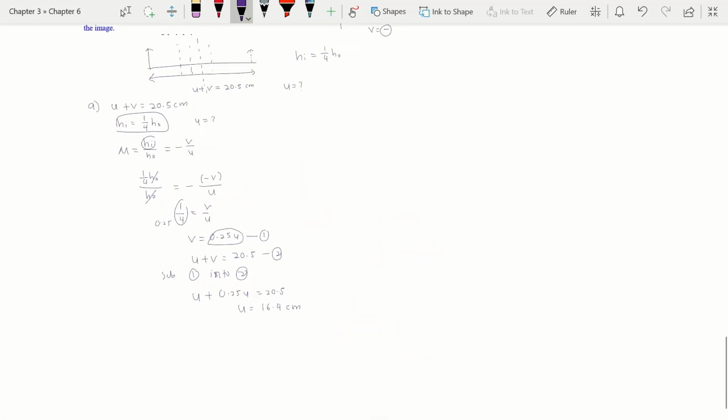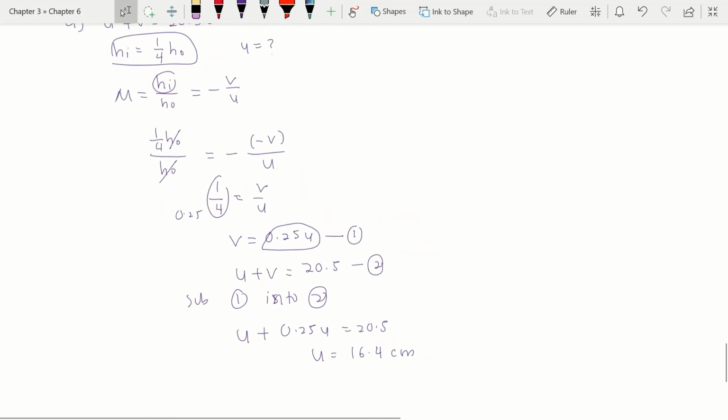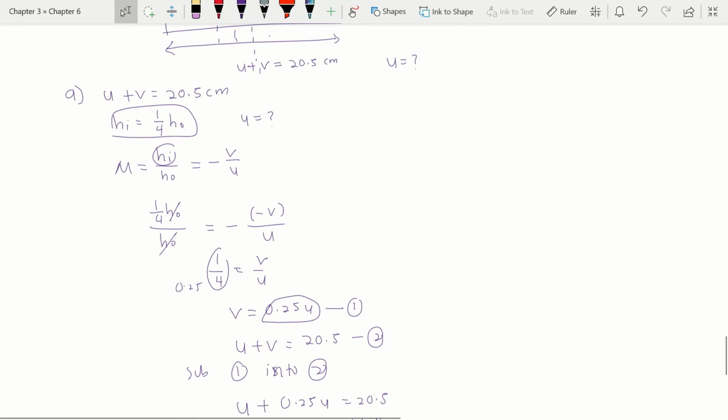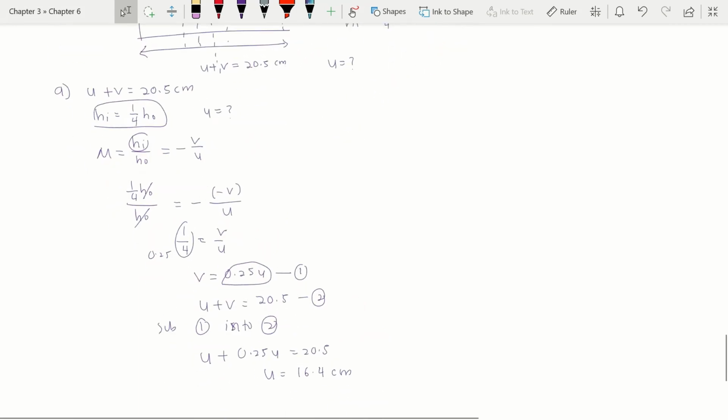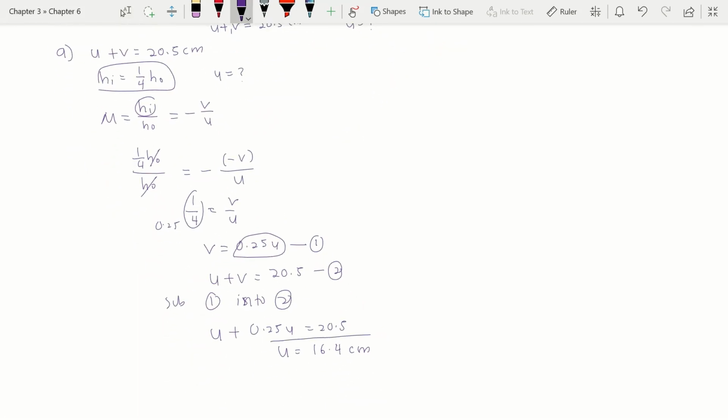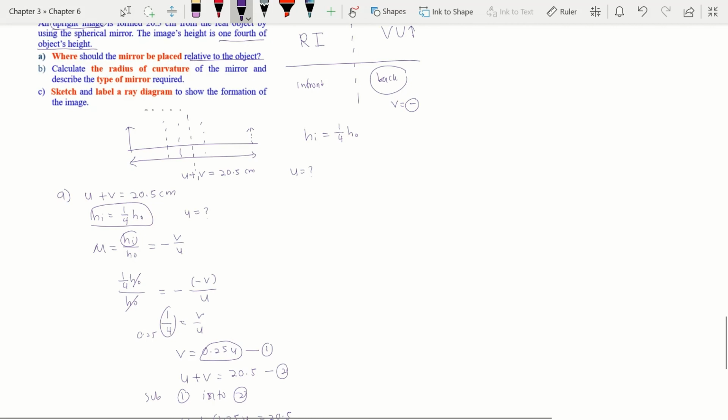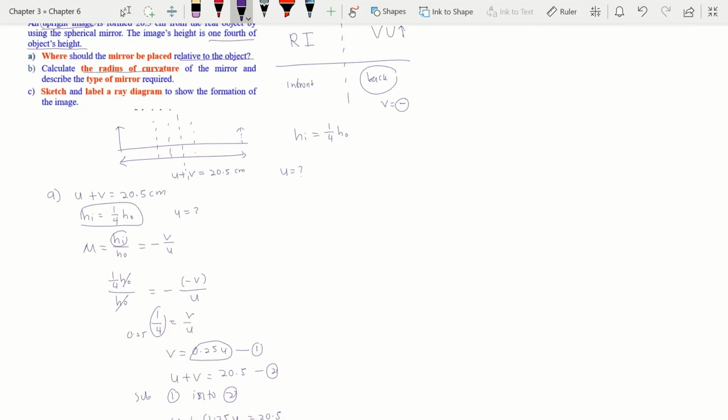So the mirror should be placed 16.4 centimeter in front of the object. We need to make sure the mirror is put 16.4 centimeter in front of the object. Okay, let's look at the second question. Calculate the radius of the curvature of the mirror and describe the type of mirror required. When it says describe the type of mirror required, we need to determine whether the mirror is concave or convex.